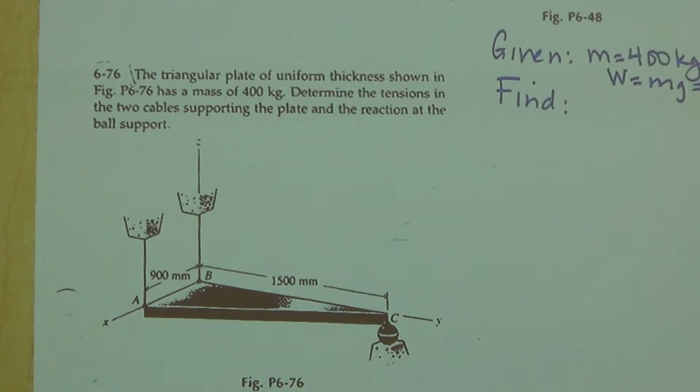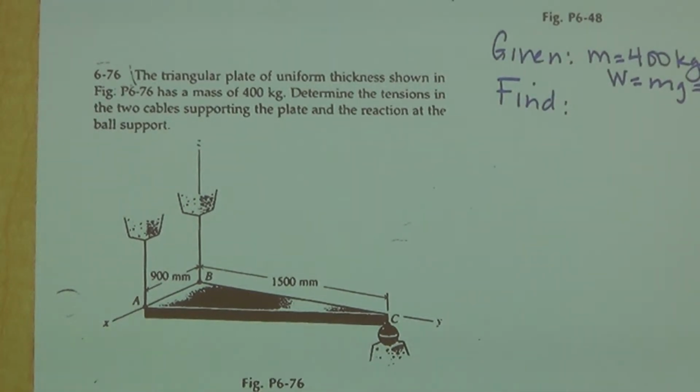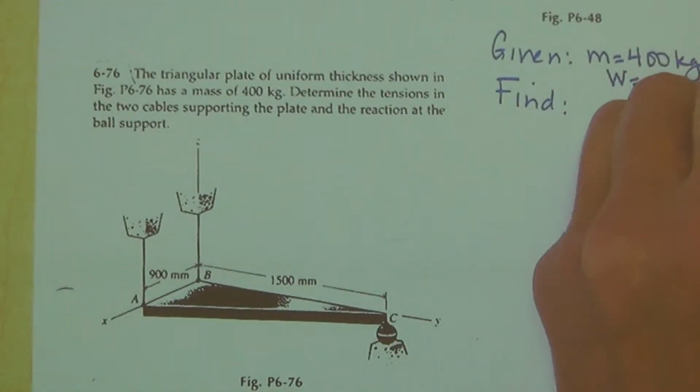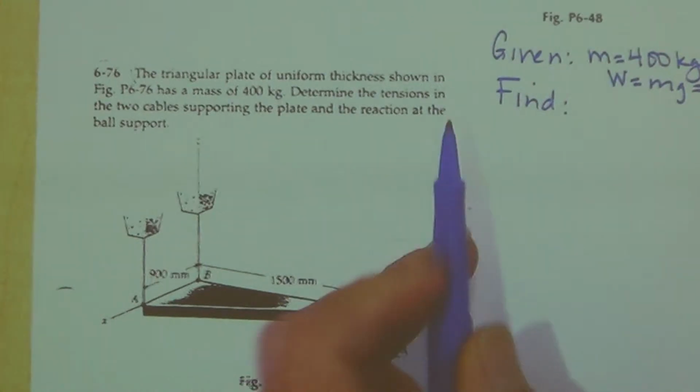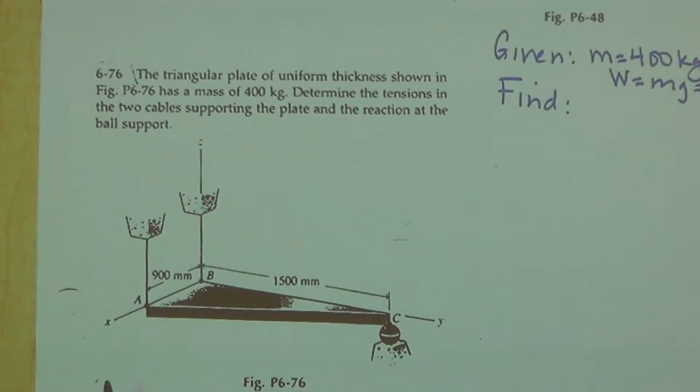Okay, somebody do the math. 400 times 9.81. Almost 4,000. What is it? Is that right? Come on, I'm on a calculator. 39.24. Determine the tension of 2 cables supporting the plate and the reaction at the ball support.